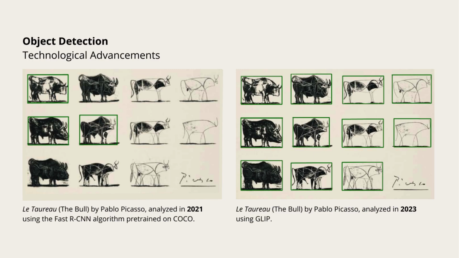The image to the right shows the result of a test we ran in 2023, using the GLIP algorithm on the same image, correctly classifying even the most abstract drawing as bull. This illustrates the great technological advancement in cross-depiction object detection, now making it feasible to use these algorithms on art collections with a degree of precision that has previously been unmatched.